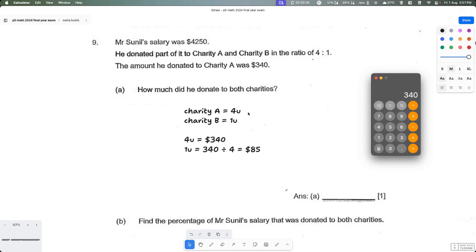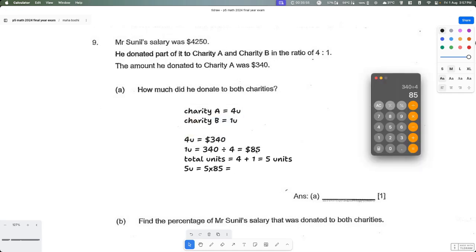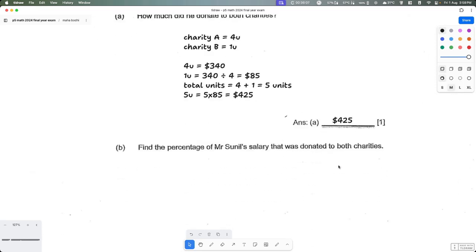So 340 divided by 4 is 85. So total units is equal to 4 plus 1 equal to 5 units. So 5 units equal to 5 times 85. This will just be 425. Okay, we multiply this by 5, 425. So the answer to this is 425 over here. Okay, alrighty. Let's move on to the next question.